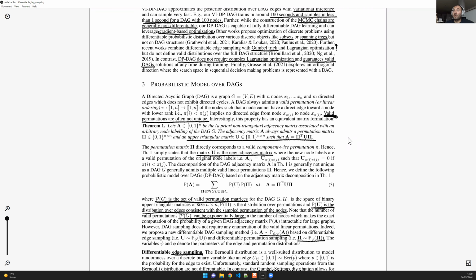Yeah, of course, because any permutation will keep the same graph. You change the linear order, but you still keep the same DAG. Yeah, but the permutation could, in principle, also be among different nodes, right?